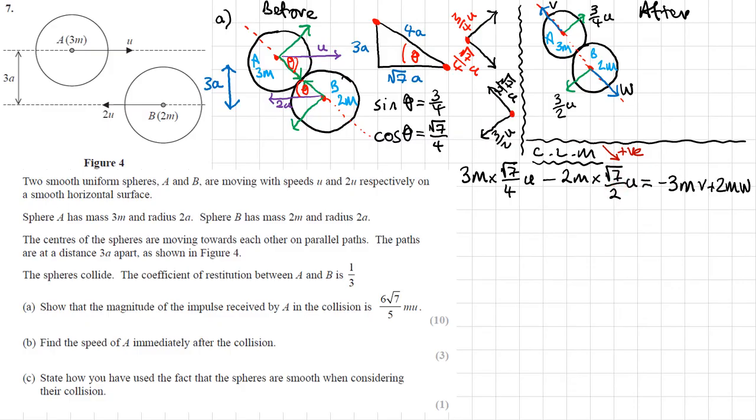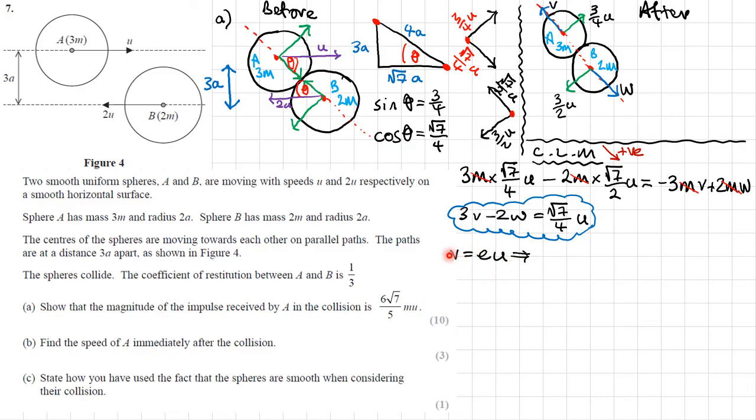And then after the collision, it will be negative 3mv, because that's going the opposite to my positive, plus 2mw. So m's will cancel out, and then if we simplify it, multiply by negative 1, we'll get 3v minus 2w is equal to root 7 over 4u. So now we'll move on to the coefficient of restitution.